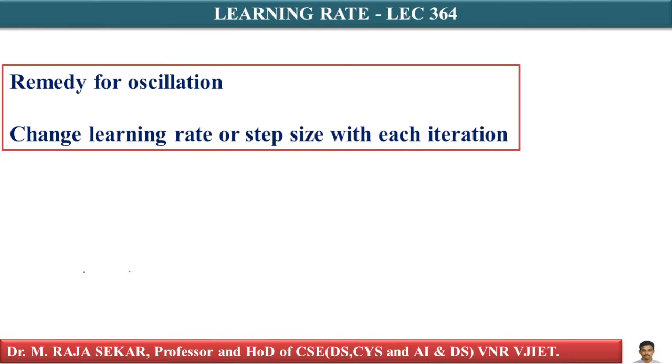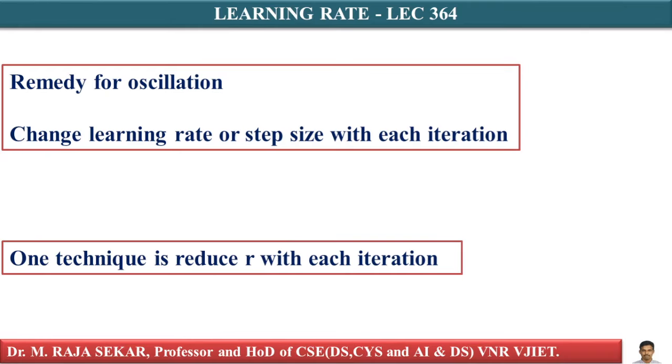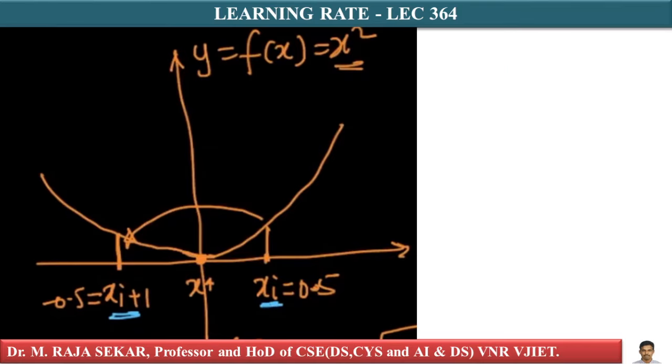The remedy is you change r with each iteration. You somehow change your learning rate or step size with each iteration. One simple technique, of course, there are many ways to do it. One technique is to reduce r with each iteration. When you reduce r, what happens? First time you probably jump to the other side, isn't it?